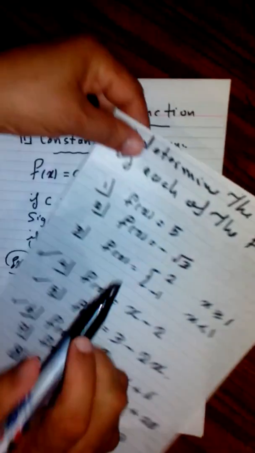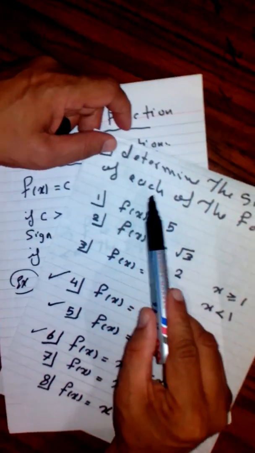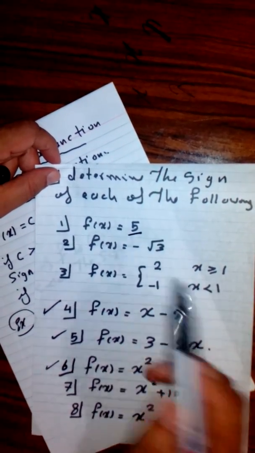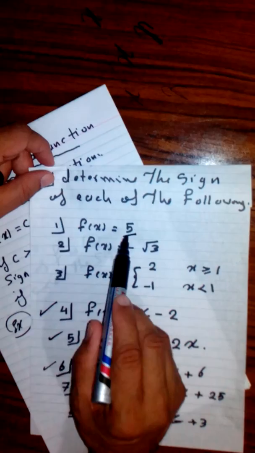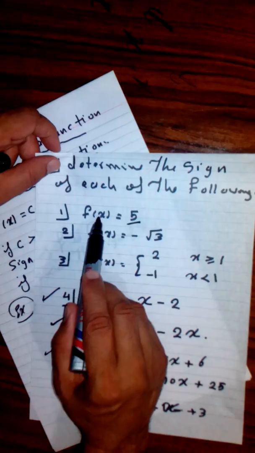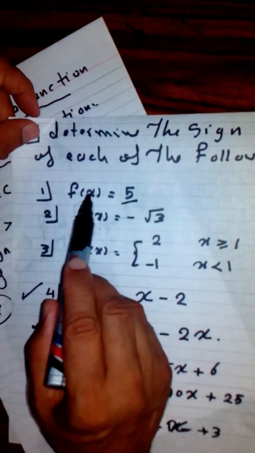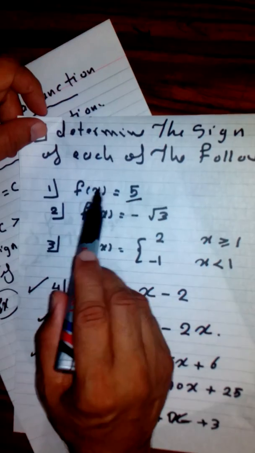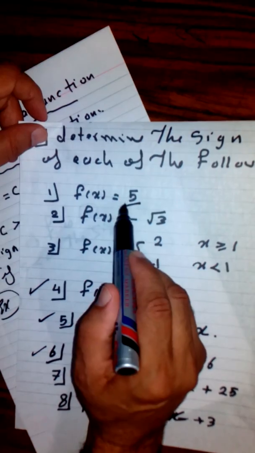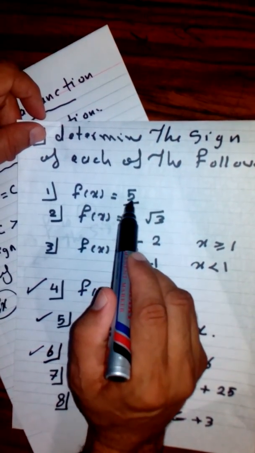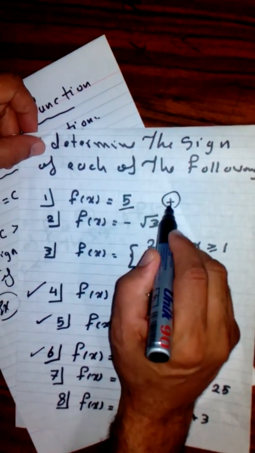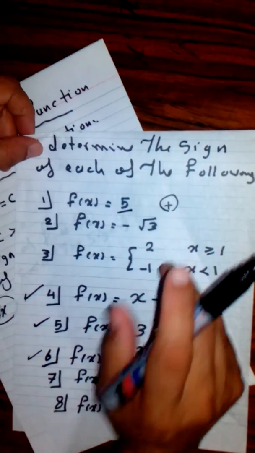Example: determine the sign of each of the following. f of x equals 5. It means f of 1 equals 5, f of 0 equals 5, f of 2 equals 5, f of negative 2 equals 5, f of negative 100 equals 5. This function is a constant function. The value of f is positive, then f of x is positive for all x belonging to R.